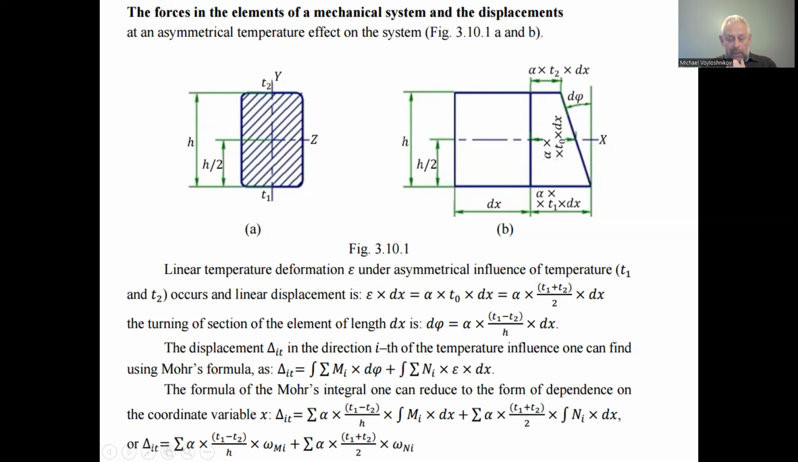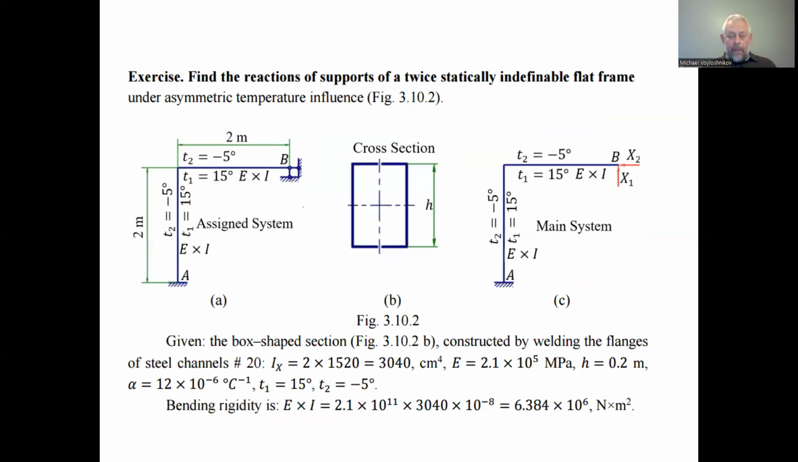We can consider them separately, and that is the way to find the displacement using the Mohr integral, using the areas of the diagrams of the bending moment under the action of unit force, and using the diagram of the longitudinal forces under the action of the unit force on the mechanical system at the point for which we look for the displacement, in the direction in which we look for the displacement. Okay, so let's go to the exercise.